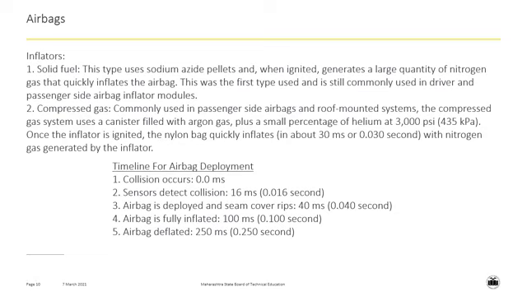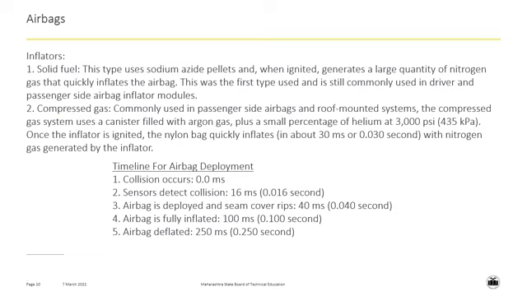The second type of inflator is compressed gas. It is commonly used in passenger side airbags and roof mounted systems. The compressed gas system uses a canister filled with argon gas plus a small percentage of helium at 3000 psi. Once the inflator is ignited, the nylon bag quickly inflates in about 30 milliseconds with nitrogen gas generated by the inflator.